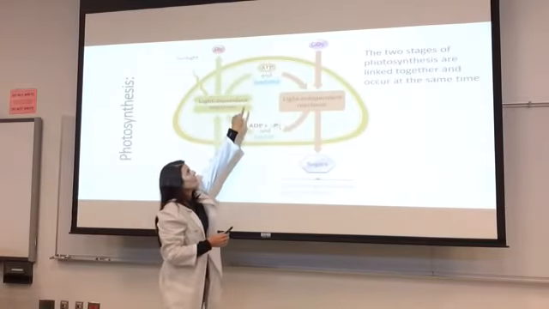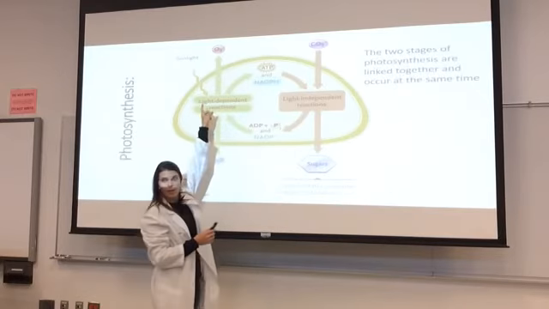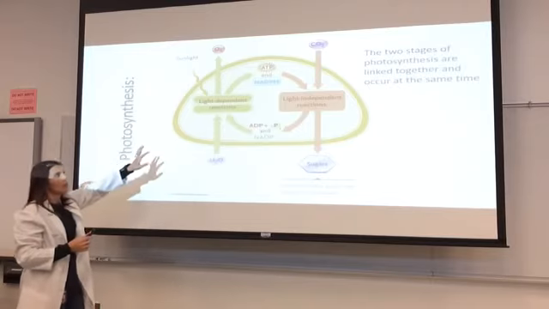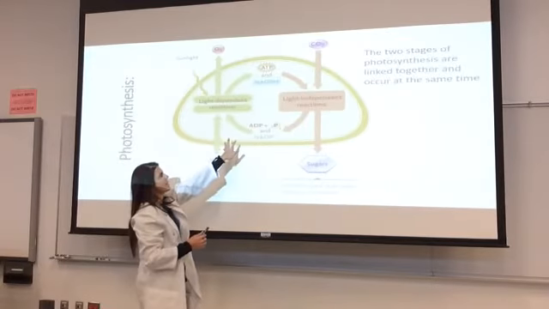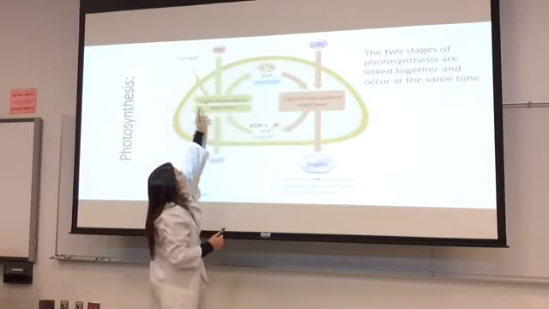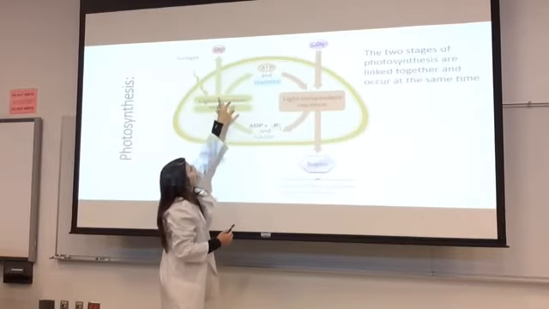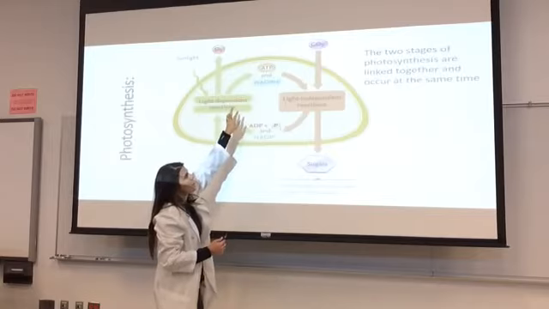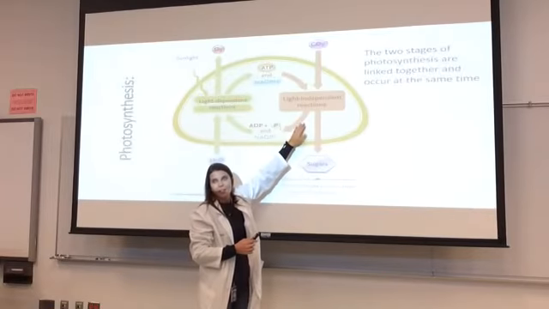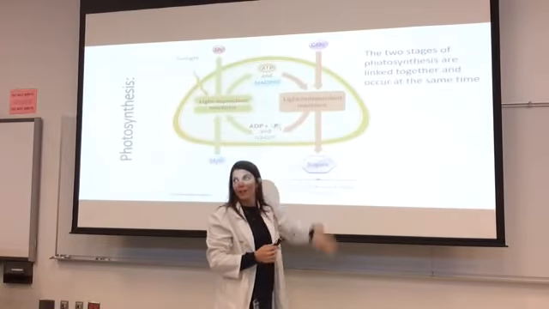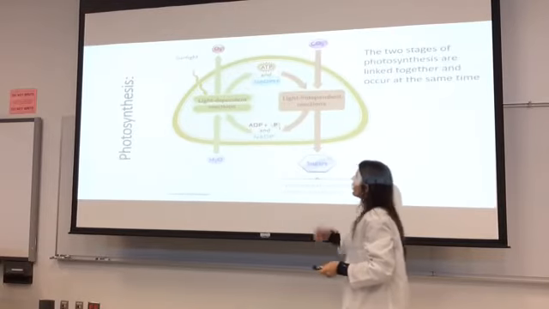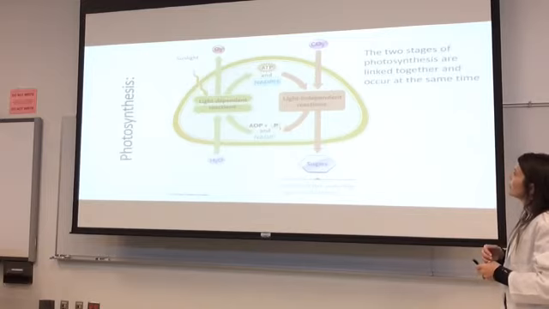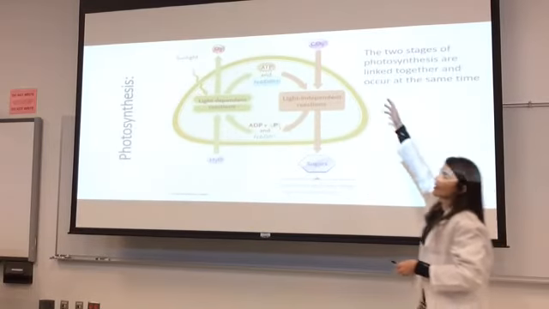NADPH, ATP, and oxygen. So you can tell just by analyzing this diagram that this stuff goes in, accompanied by light, and those go out. These two products go directly into the light-independent reactions. What other reactant goes into light-independent? Carbon dioxide.